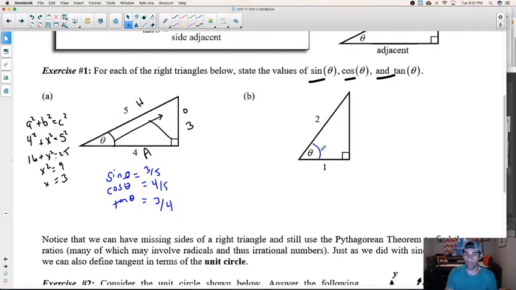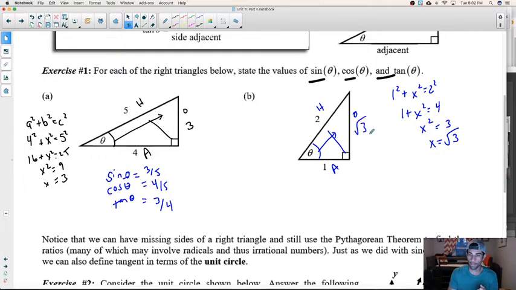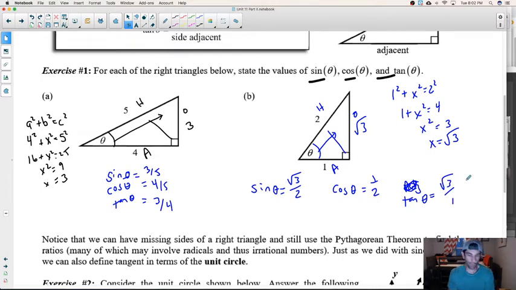Then we went and did the same thing for this guy. This is your opposite. This is your hypotenuse. This is your adjacent. Same game. So we do 1 squared plus x squared equals 2 squared. 1 plus x squared equals 4. x squared equals 3, so x is equal to the square root of 3. If I now evaluate my three functions, the sine, opposite over hypotenuse, would be radical 3 over 2. The cosine would be 1 over 2. And the tangent would be opposite over adjacent, so radical 3 over 1, or you can always just leave that as radical 3.